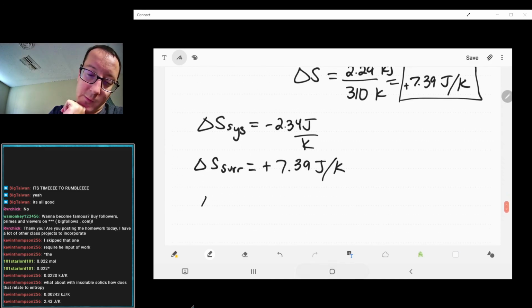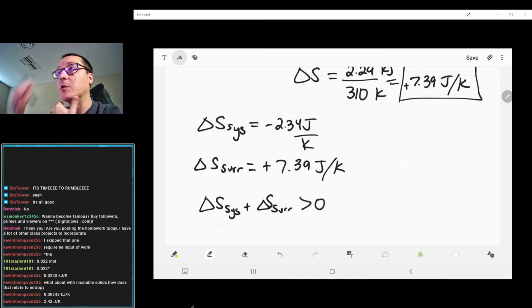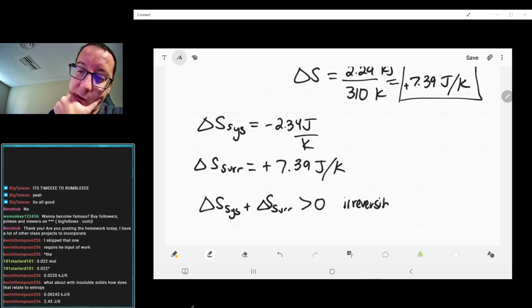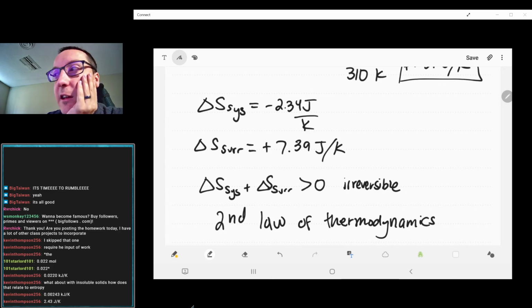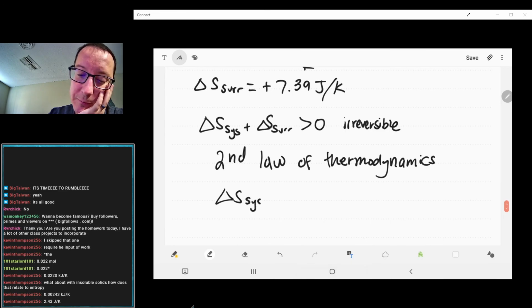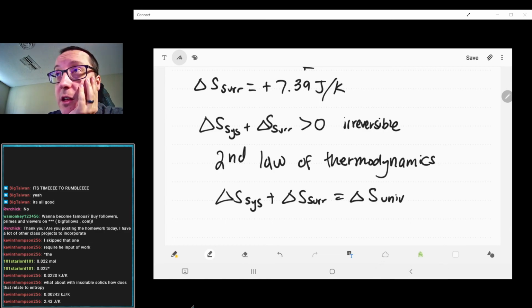And we're going to see that if we add these up, this is always going to be greater than zero for an irreversible process. And this is known as the second law of thermodynamics. Where the entropy is always going to be increasing. And so we typically call this value the change in the S of the universe, the entropy of the universe. It's always increasing with every chemical process or physical process that happens. The entropy of the universe is always greater than zero when we look at these together.